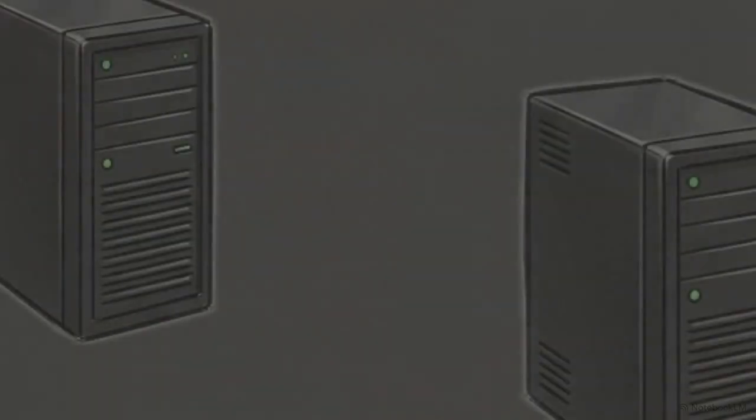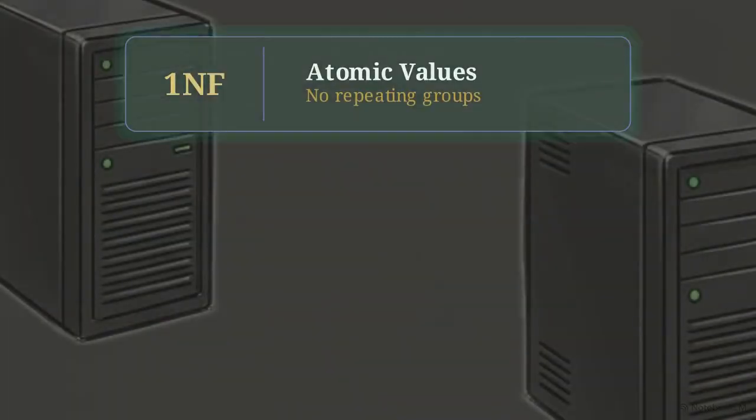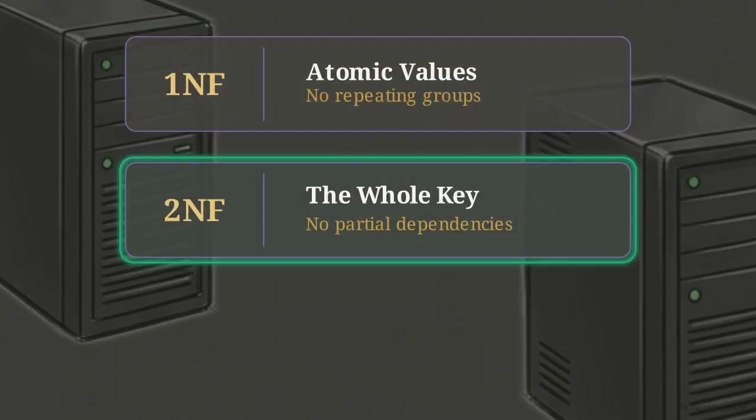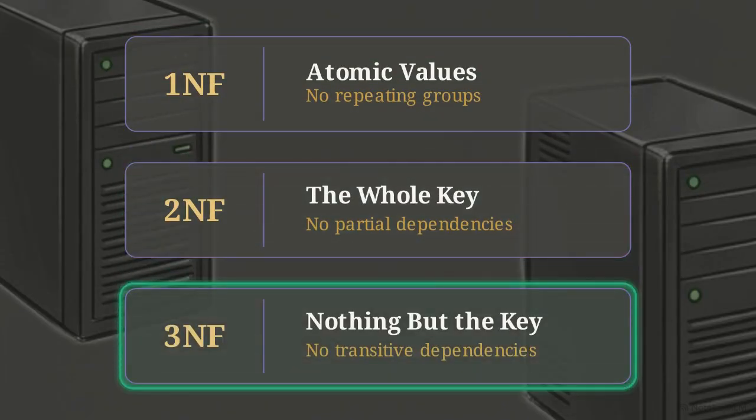To build a structure that scales, you follow 3 rules. First normal form, ensure values are atomic. Second normal form, data must depend on the whole key. And third normal form, data must depend on nothing but the key.